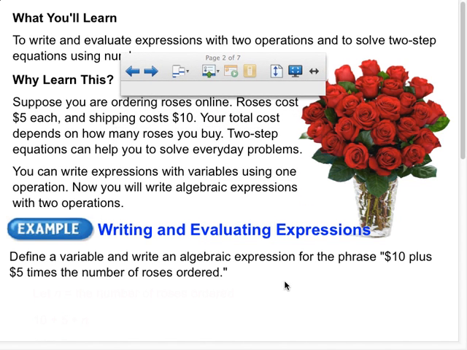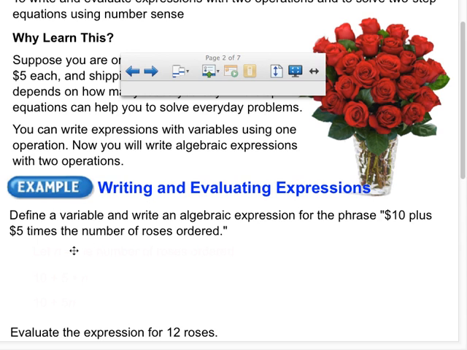So I'm just going to walk you through this. I'm going to let n equal the number of roses ordered. Did I have to choose n? No. I might have even chosen r, because r might have made sense because we're dealing with roses, right? So whatever variable makes sense to you. Now if I let n equal the number of roses, how would I write my algebraic expression with this variable n?